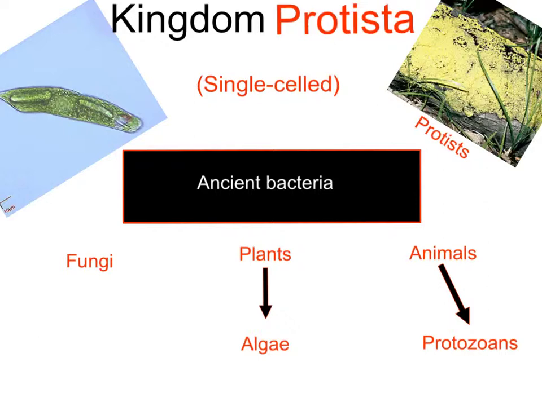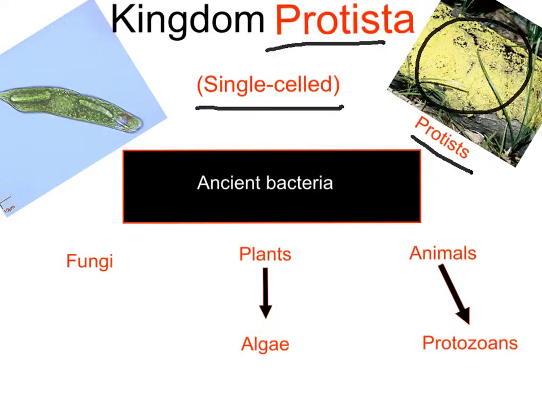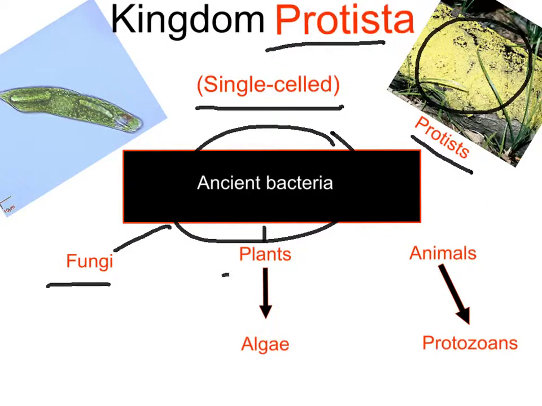There are 4 kingdoms in the domain Eukarya. The members of the kingdom Protista are called protists. Here you can see several protists on a log. All protists are single-celled organisms. Scientists think that protists evolved from ancient bacteria about 2 billion years ago. Eventually, ancient protists gave rise to fungi, plants, and animals.